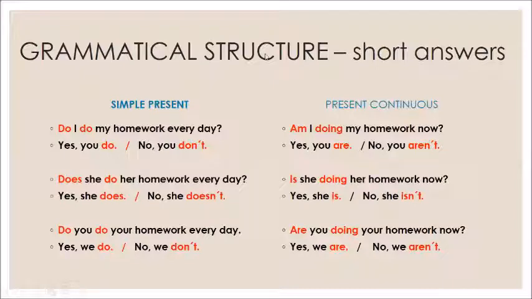And remember that for each of these tenses, we use the auxiliary verb that corresponds to them. For the simple present, yes, you do, or no, you don't. Yes, she does, or no, she doesn't. In opposition, we have in the present continuous, yes, you are, no, you aren't. Yes, she is, no, she isn't. Yes, we are, no, we aren't. As we know, the verb to be has three forms, am, are, and is.